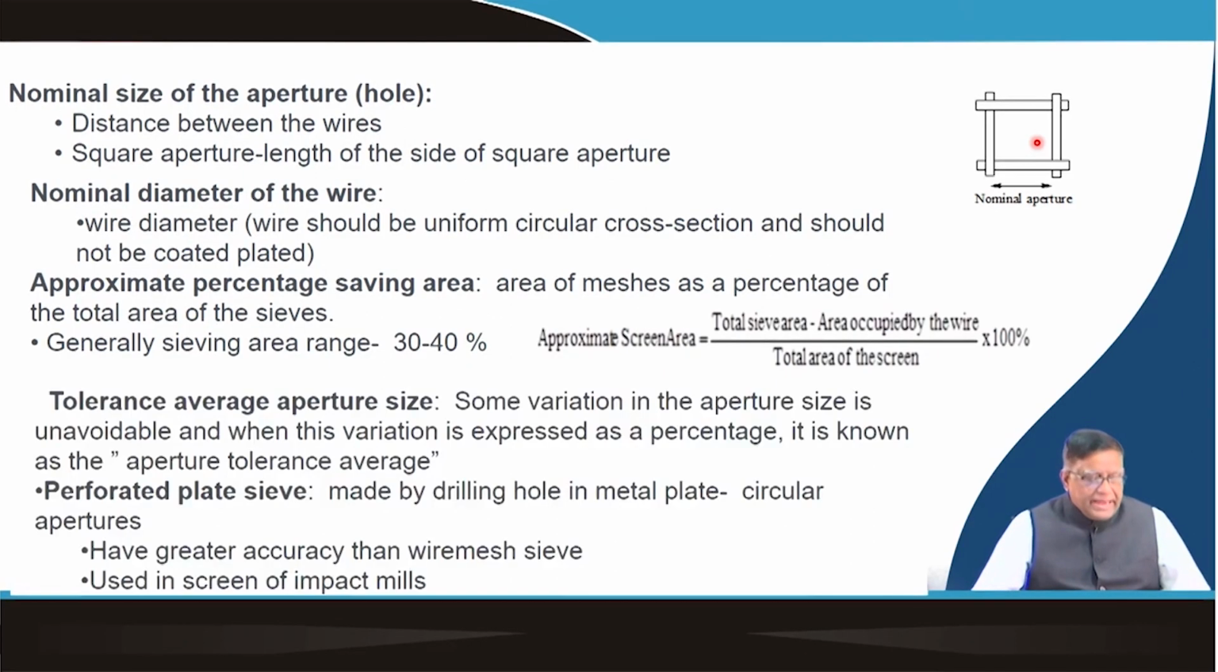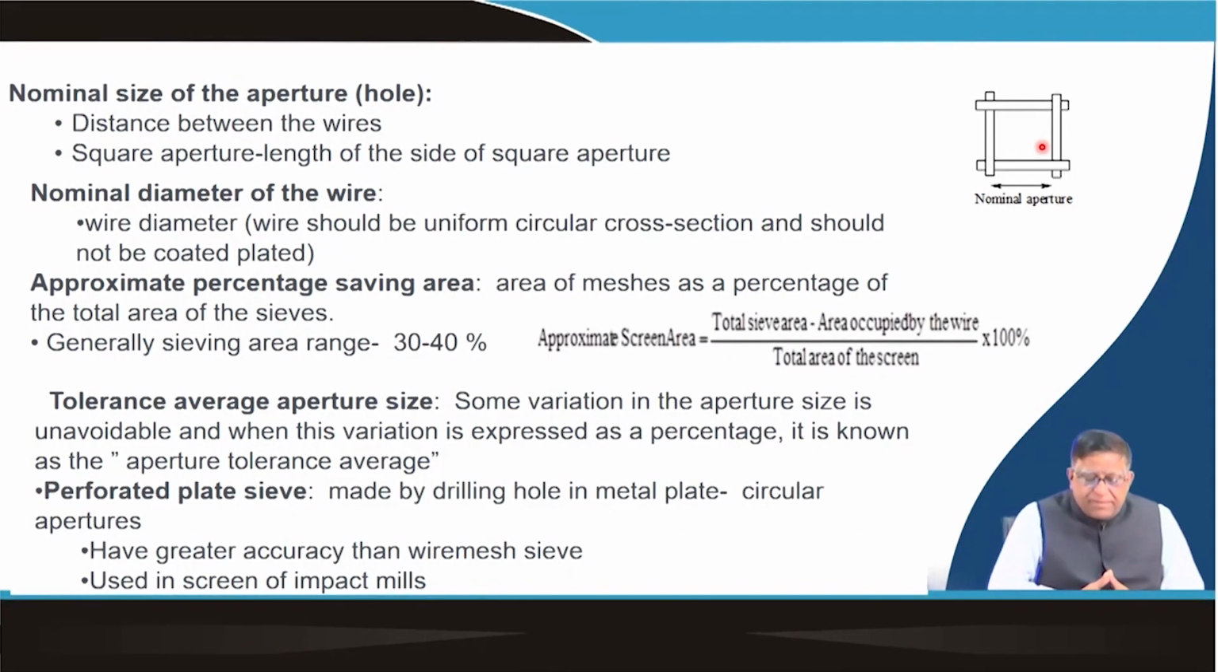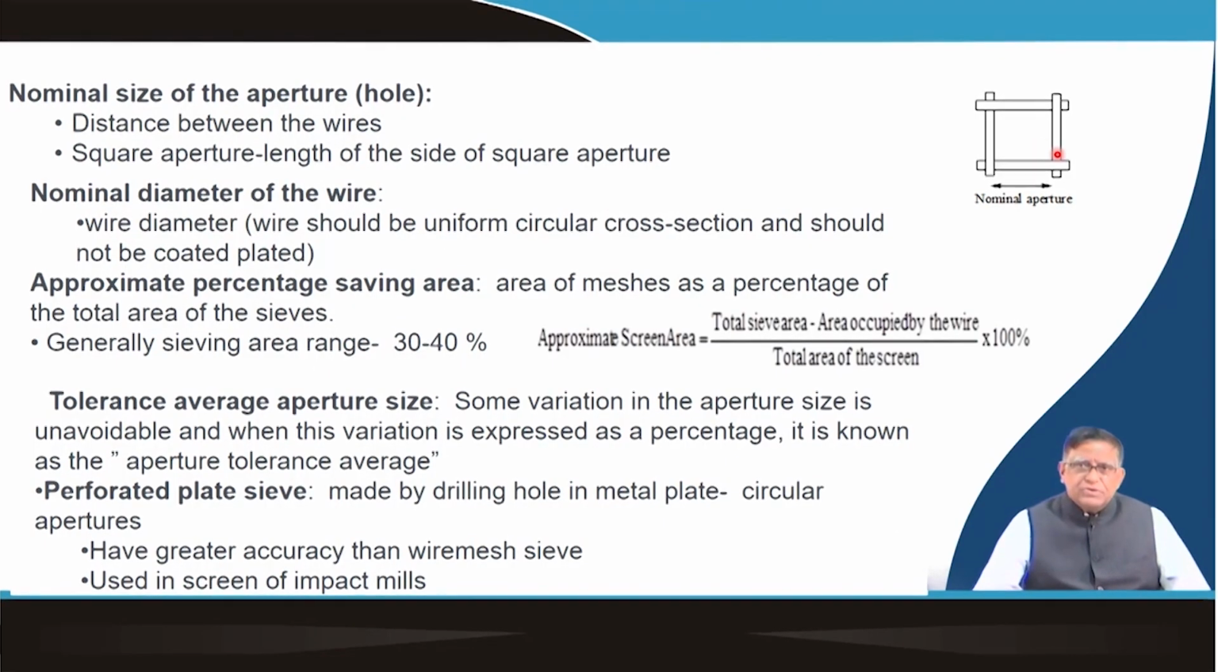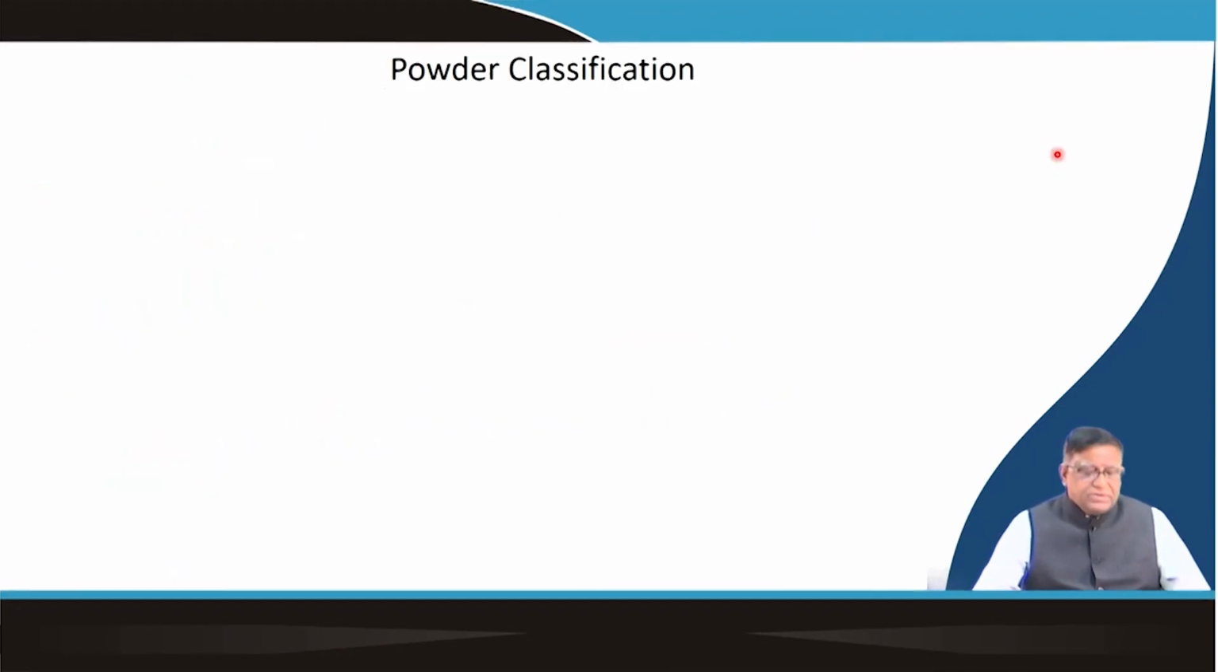through this. And then there is another thing, the tolerance average aperture size. Some variation in the aperture size is unavoidable, and when this variation is expressed as a percentage, it is known as the aperture tolerance average. So, this is one of the important things you need to keep in mind whenever you are doing your laboratory experiment with sieving, to find out the particle size distribution. Sometimes to know the texture of a soil, you will have to do that. Then the perforated plate is the same thing, you will have to calculate how much material is there.